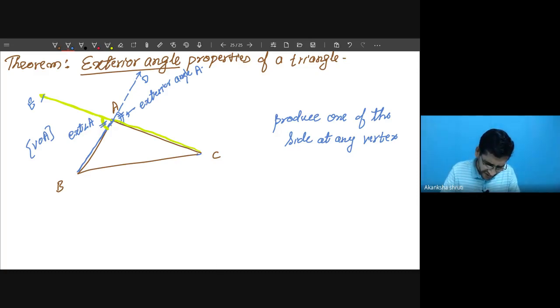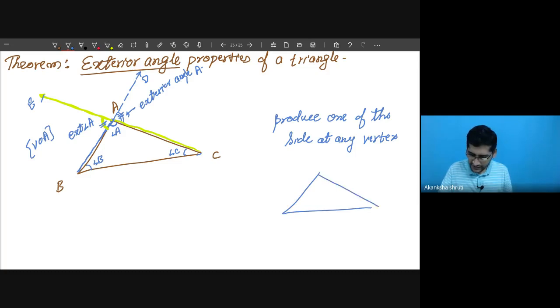And what is this one? This is the interior angle denoted by A only. This is our B, means angle B, right? With the angle symbol, this is angle C. Okay, student. Similarly, you are free to draw this exterior angle at any vertex.